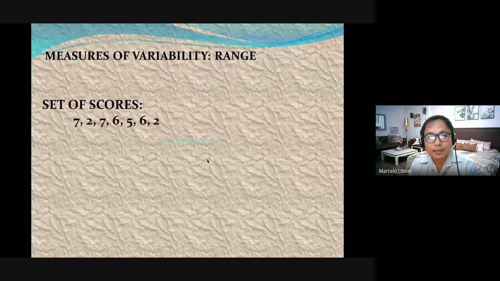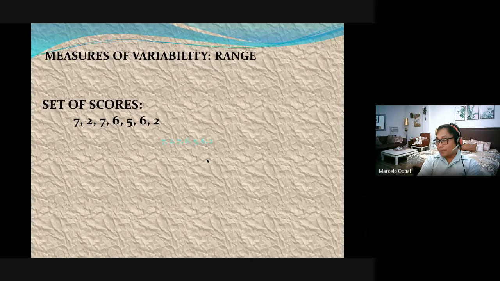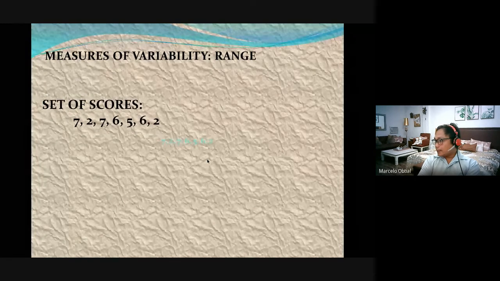So let's do range. Example, set of scores: 7, 2, 7, 6, 5, 6, 2. Compute for the range, please. Anybody, especially hindi pa naka-recite class? Kung naka-recite kayo bago lang, hindi kayo naka-like sa picture, please like the picture. Anybody, just raise your hand. Unahin muna natin yung hindi pa naka-recite class. I want to give you 10% sa recitation.